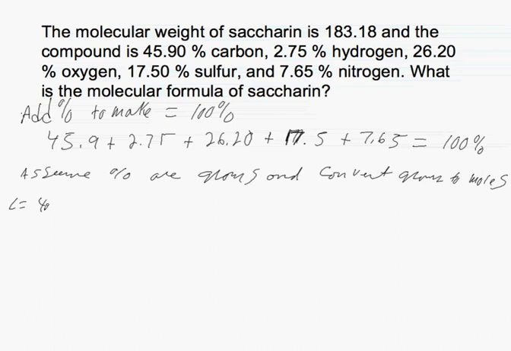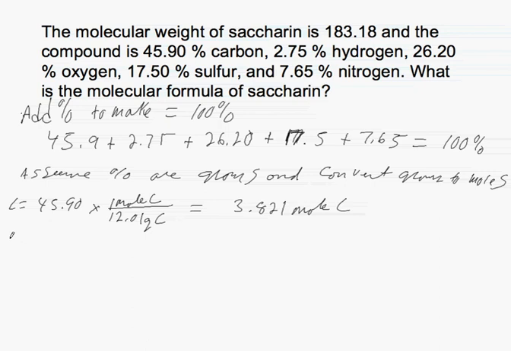For the first one, we're looking at carbon. Carbon is equal to 45.90 grams, and we know that for every 1 mole of carbon, we have 12.01 grams of carbon, which is equal to 3.821 moles of carbon.